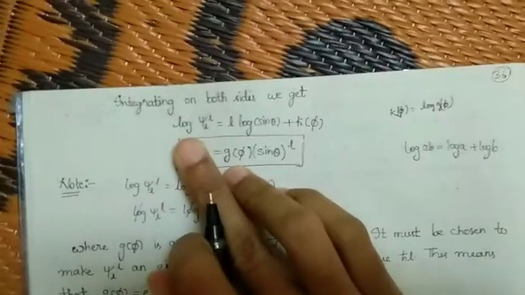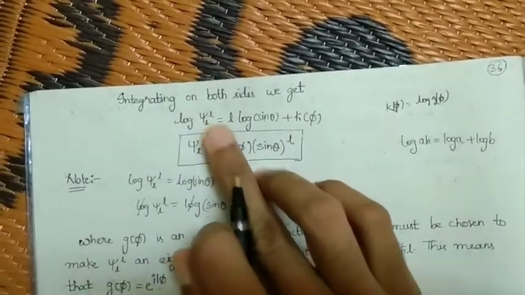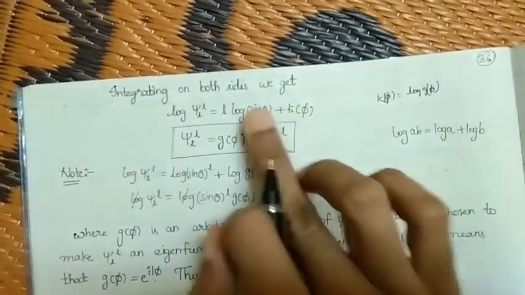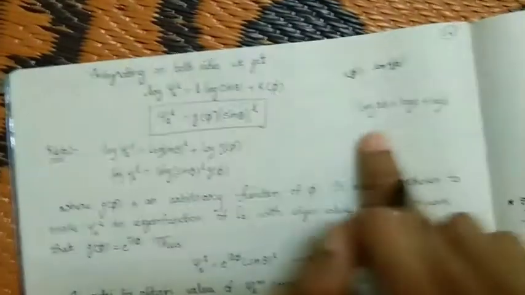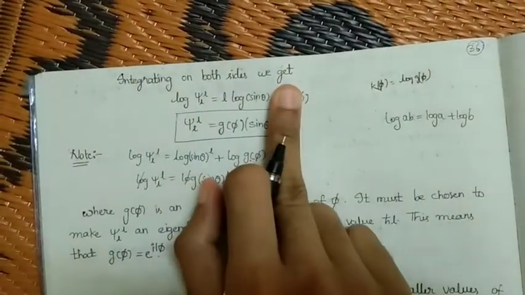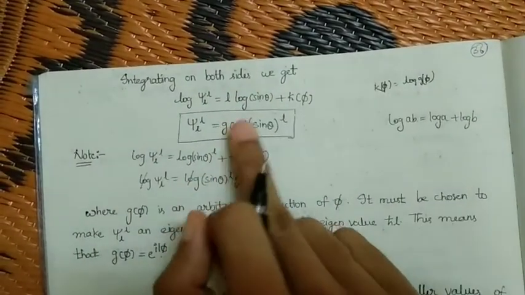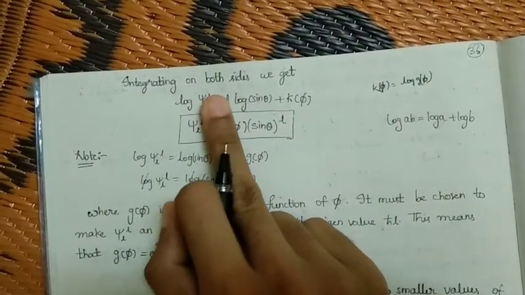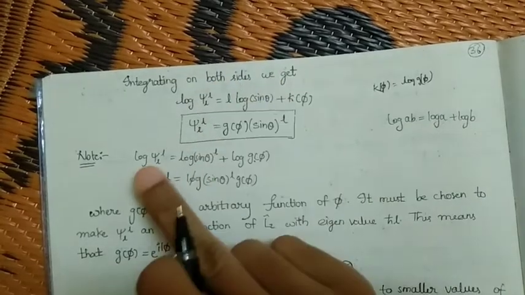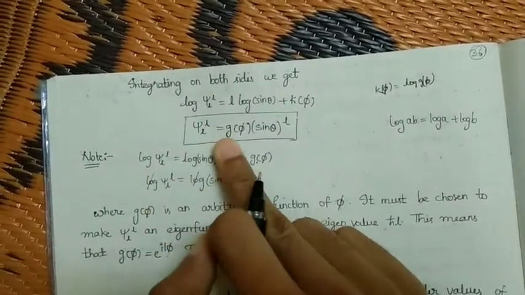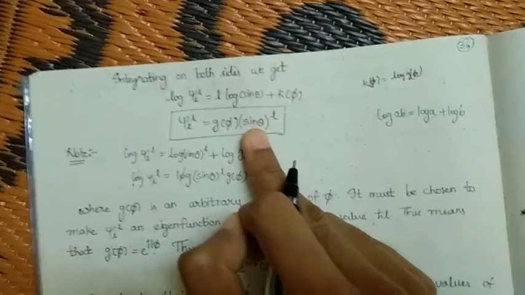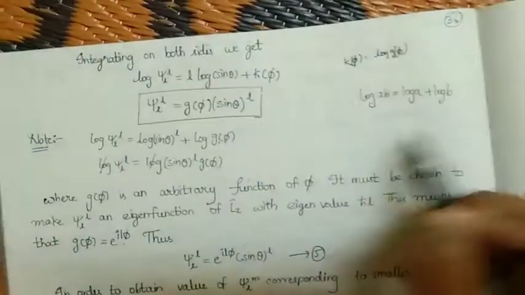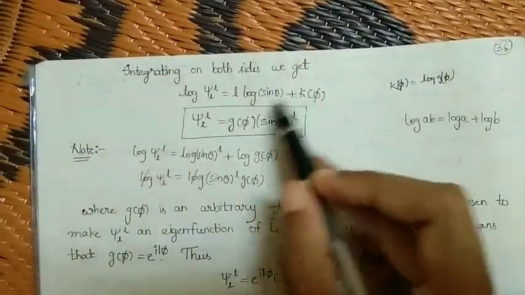Then finally we would have log of ξ_LL equals log of sin θ power L plus log of g φ. Here log of AB is nothing but log A plus log B. So if we take it aside, log of sin power L times g φ, and here log of ξ_LL. If we cancel the logarithm on both sides, we would have ξ_LL equal to g φ times sin θ whole power L, after applying the logarithmic formulas.